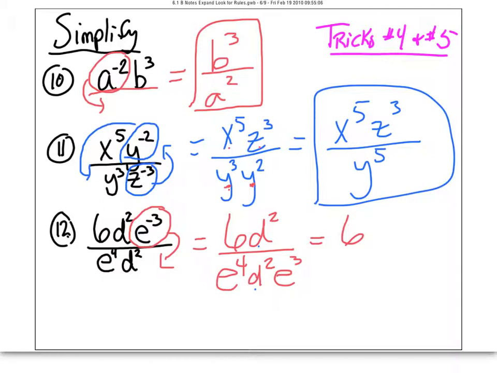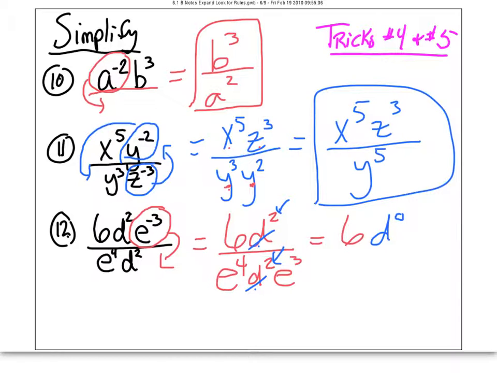Now there's 2 things you could do here. You could either realize d squared and d squared cancel each other out, and you can just cross them out, which is fine. Or trick number 5 says you would do this. You would take 2 minus 2, so you would write d to the 2 minus 2 or 0 power.